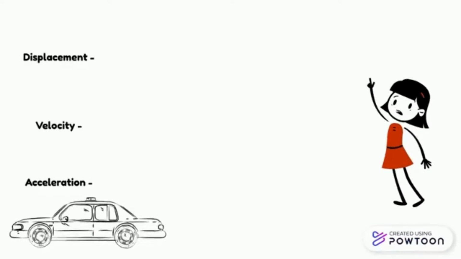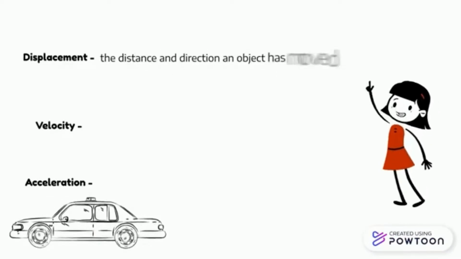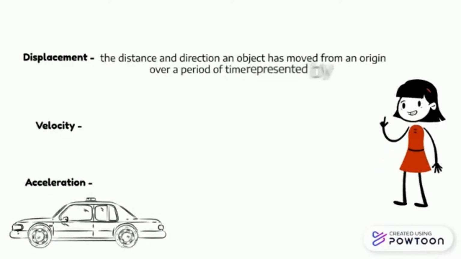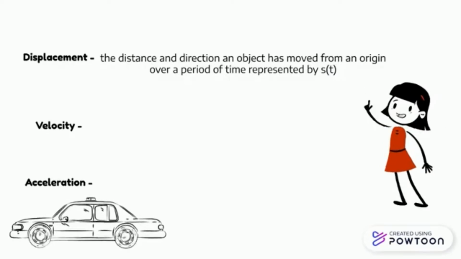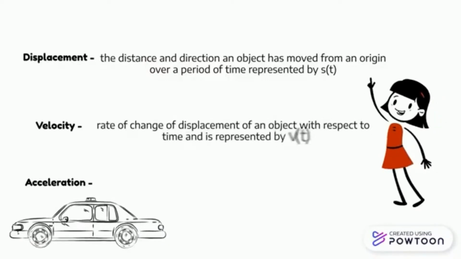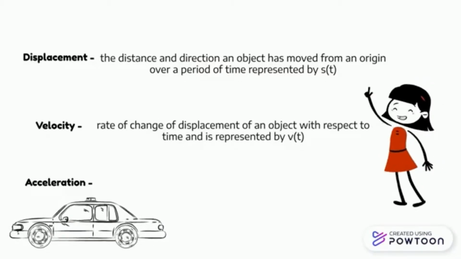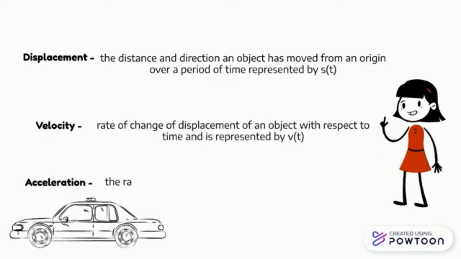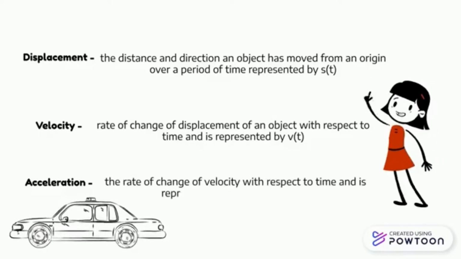Displacement is the distance and the direction an object has moved from an origin over a period of time, and it is represented by s of t. Velocity is the rate of change of displacement of an object with respect to time, and it is represented by v of t. Acceleration is the rate of change of velocity with respect to time, and it is represented by a of t.